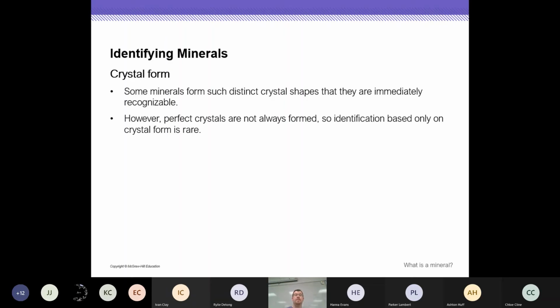Within this, some minerals form such distinct crystal shapes that they are immediately recognizable to geologists. However, perfect crystals are not always formed, so identifying based only on crystal form is very rare, which is not recommended. You need to piece these characteristics together. It's kind of like these characteristics are good fingerprints for these minerals.